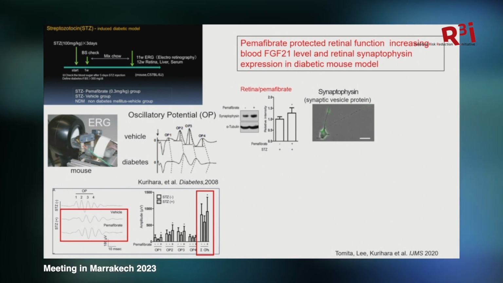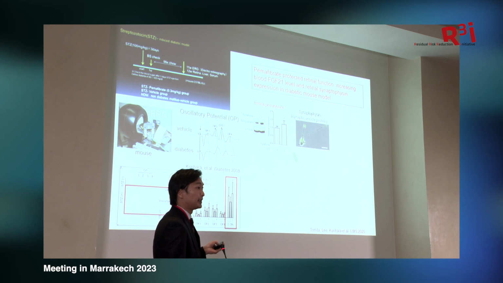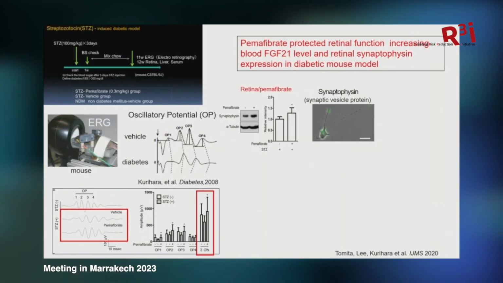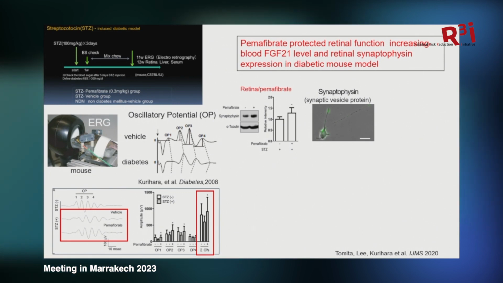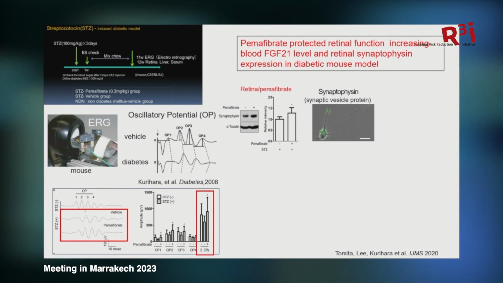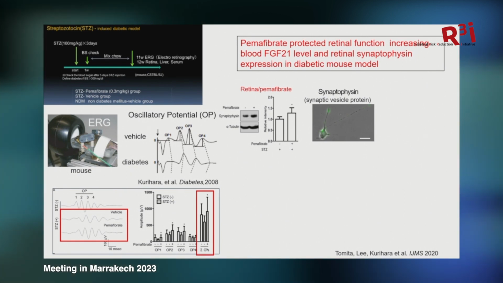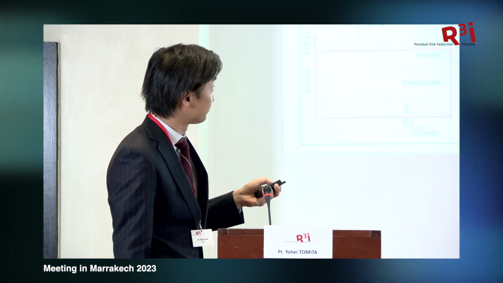Then we focus on synaptophysin, which is a synaptic vesicle protein. It's abundant in the retinal neuron, and it keeps the retinal function. It is said that synaptophysin is decreased in the early stage of DR too. And pemafibrate kept the level of synaptophysin in the retina compared to the control.